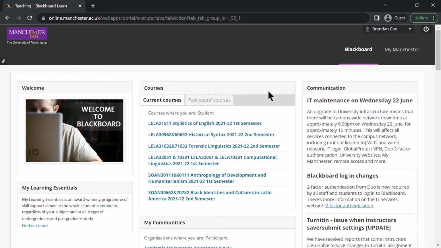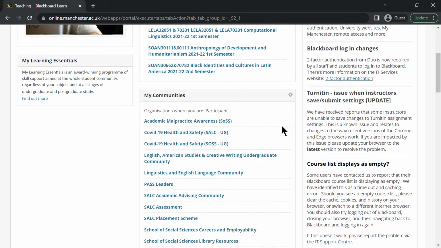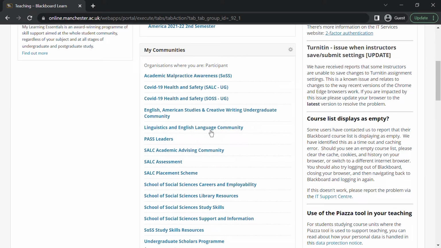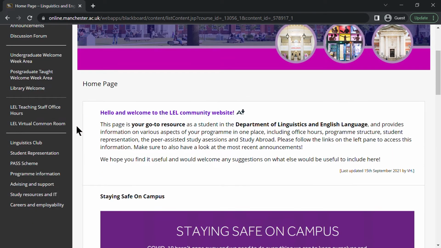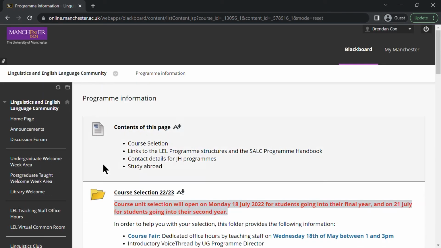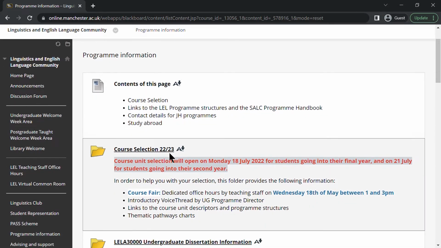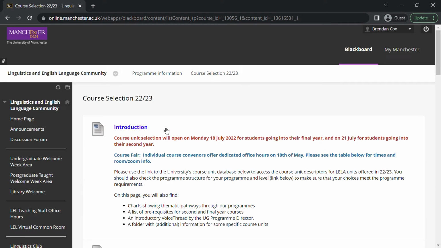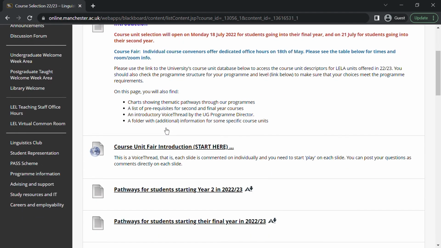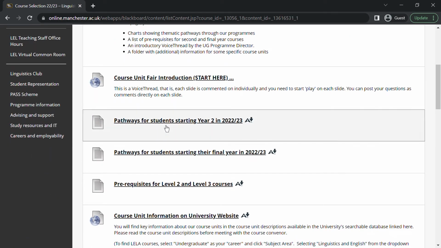These different fields of linguistics roughly correspond to pathways within the LEL department, the information for which you can find on Blackboard within the LEL community page. Here, there are a couple of documents that show how the various areas of linguistics may map onto the course module options offered at the University of Manchester. What is important to note is that these modules may and do change over time, but that generally, the modules will correspond broadly with the core areas of linguistics.